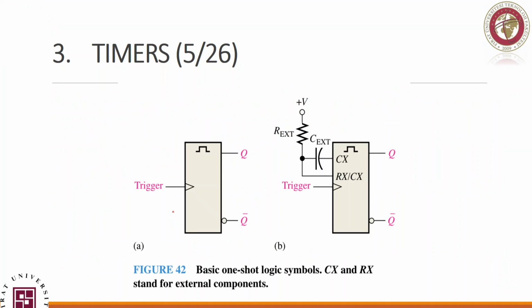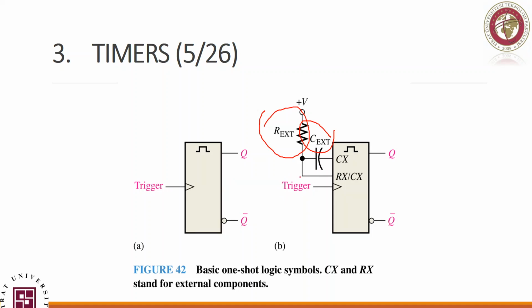Now, this is one of the configurations of a one-shot monostable logic timer. And what we have here is an external resistor and external capacitor. Why? Because we may also have an internal resistor and capacitor, but for the time being, this is exactly how we link it, how we configure it, how we connect them.